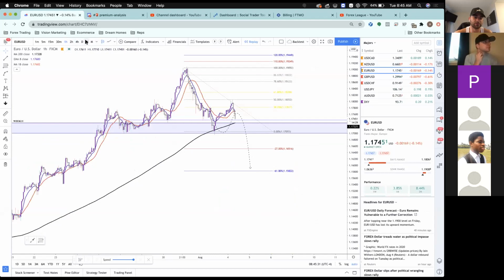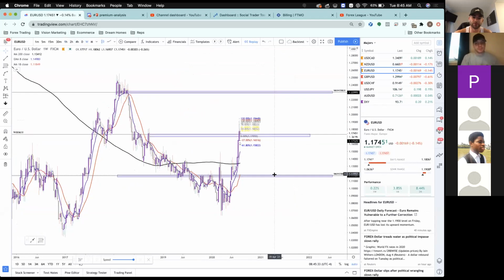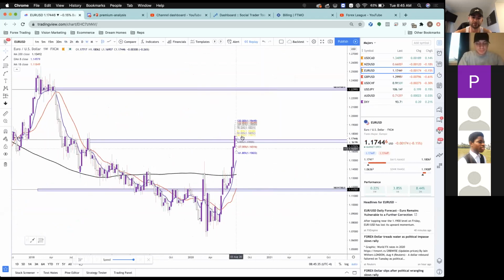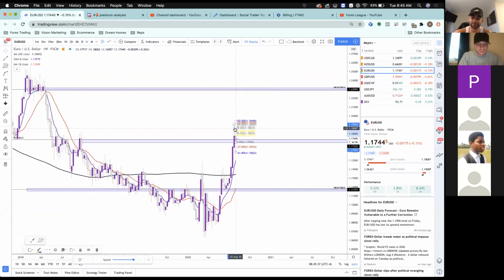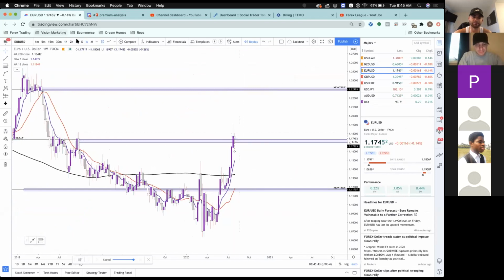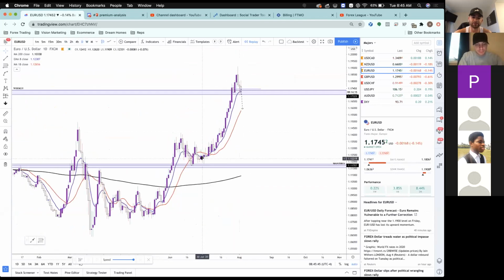Let's go up to the weekly time frame. So weekly time frame, obviously very bullish. Made this last week. Had this huge candle with a wick, a lot of exhaustion. We're at this weekly level, and now let's go down time frames and just look at structure.